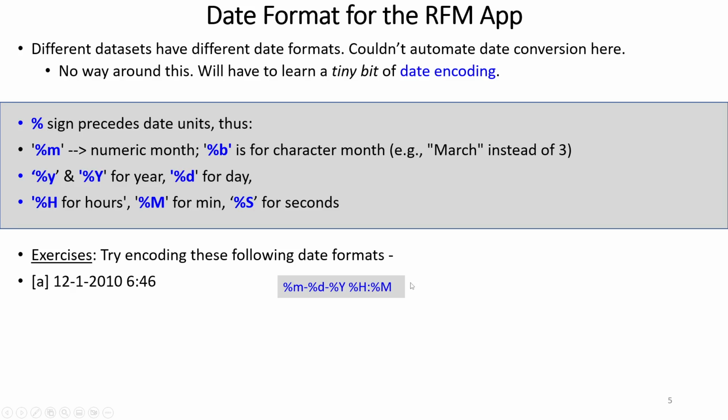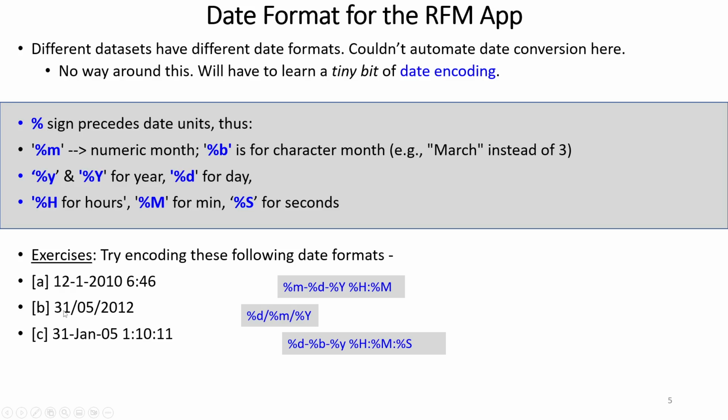That's about it. This one would have day first, so I would have percentage D slash, because slash is the delimiter, percentage M slash percentage Y. And this one similarly, percentage D, this is character month, this is what I have, percentage Y, and then this one. I mean, that's basically it. So you will have to write the date accordingly.